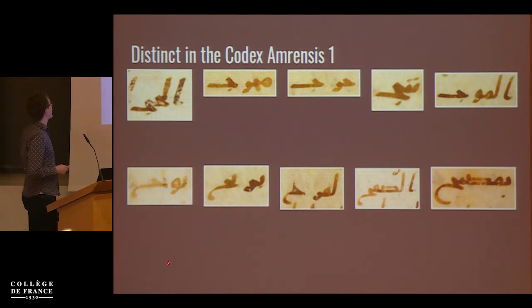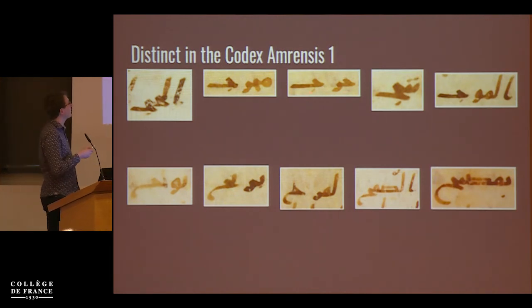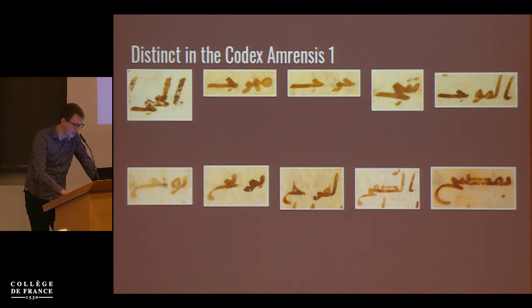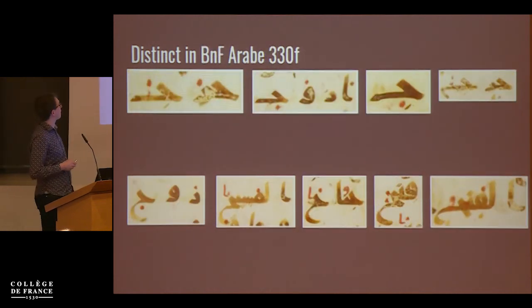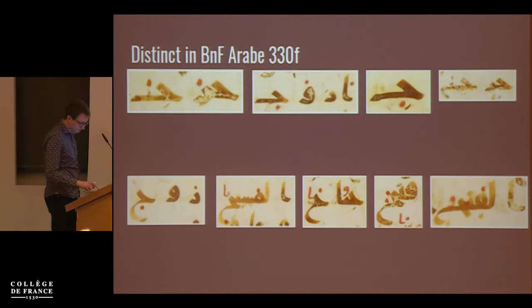Codex Amarensis, same thing. Hajj, Makhraj, Kharaja, Nunji, Al-Mawj, Nuh, and Birih, and so on, right? Really distinct letters. They're still separate letters in the hands of these scribes. Are there more? Yeah, there's more. 330F has it as well. I got 330F, very nicely distinct.